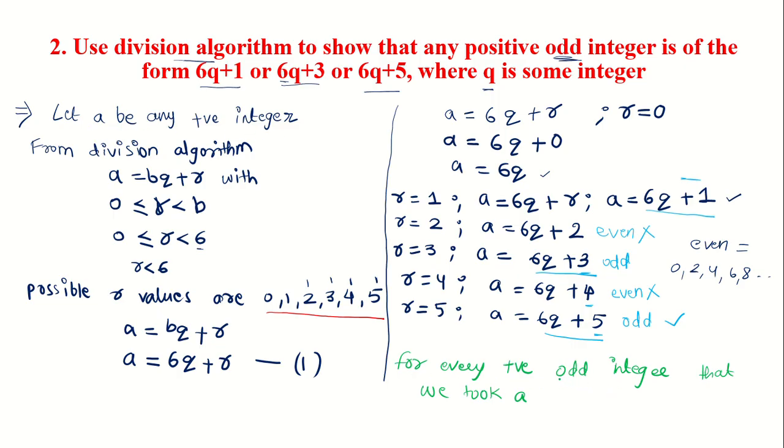So, for every positive odd integer that we took, a is of the form 6q plus 1, 6q plus 3 and 6q plus 5. So, this is the second question. So, that was the second question solution.